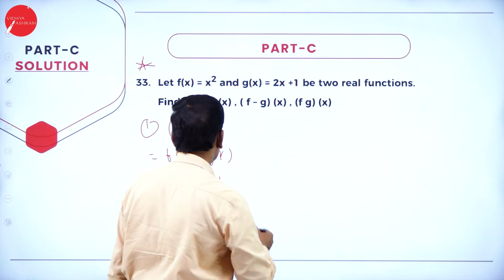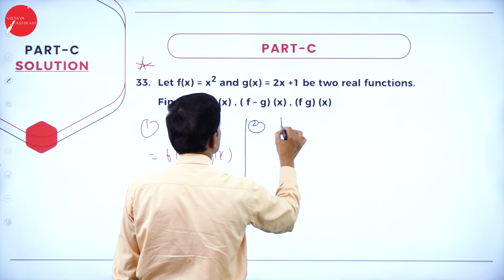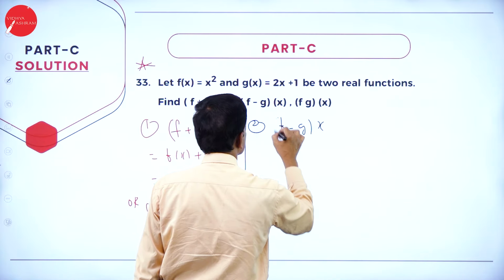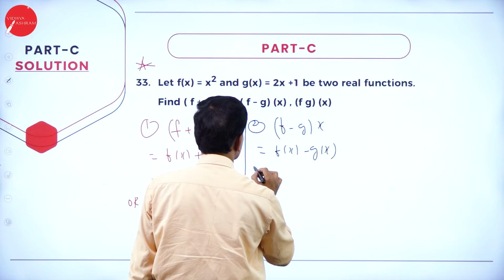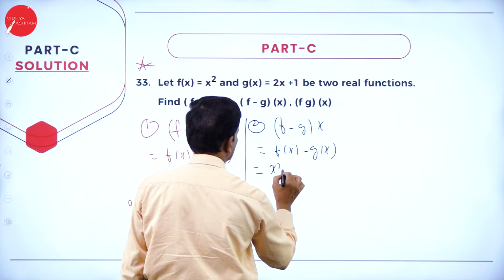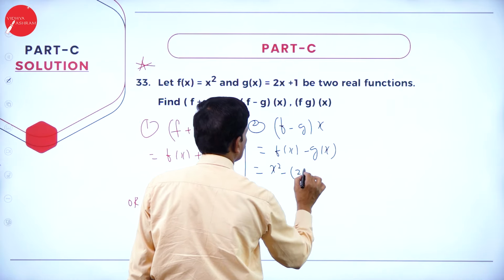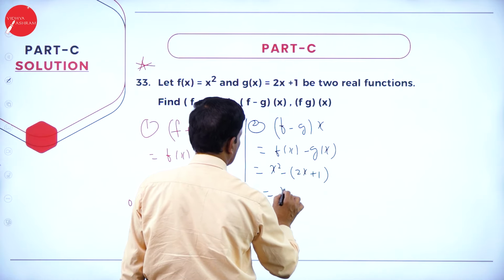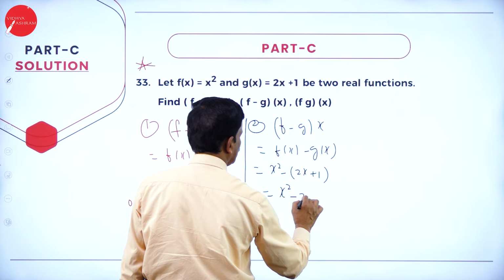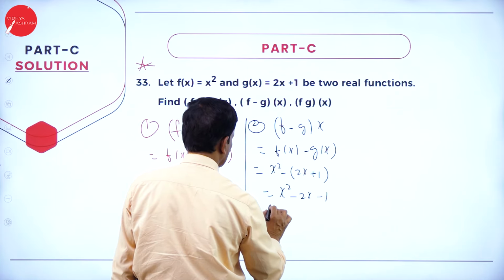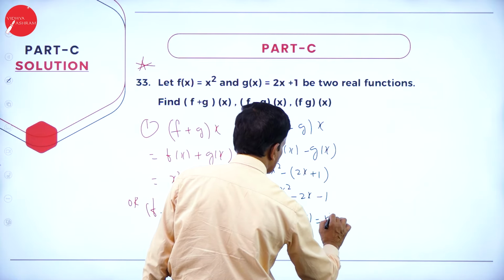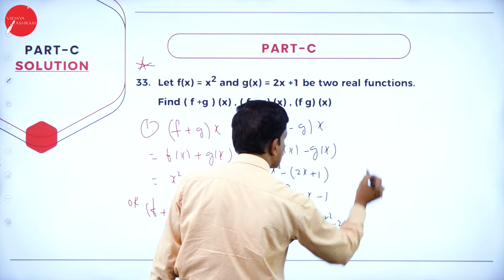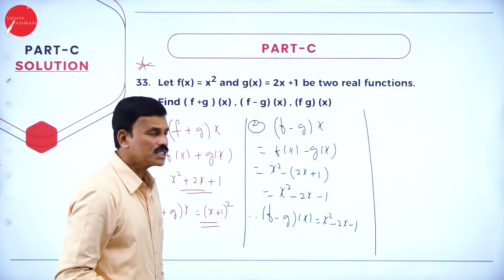Now, the second one is f minus g of x. So, this can be written as f of x minus g of x. What is f of x? X square minus g of x, which is 2x plus 1. So, multiply by the negative sign: x square minus 2x minus 1. Therefore, f minus g of x is equal to x square minus 2x minus 1. That's it.